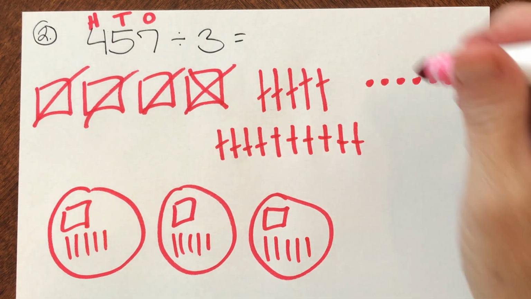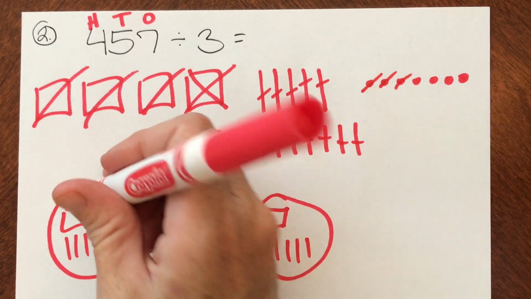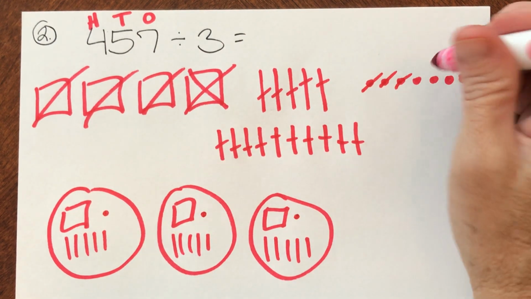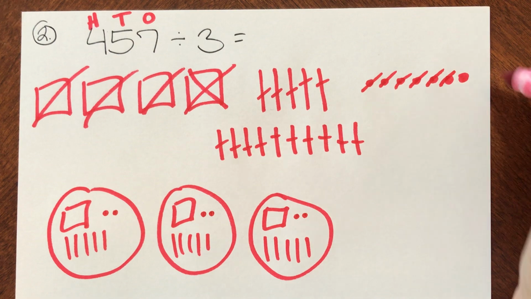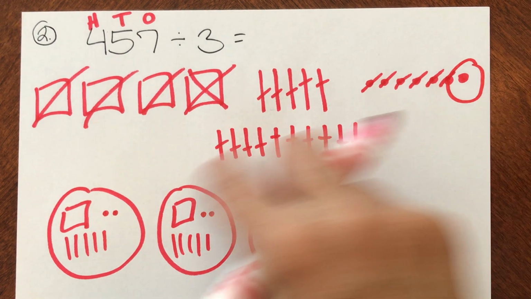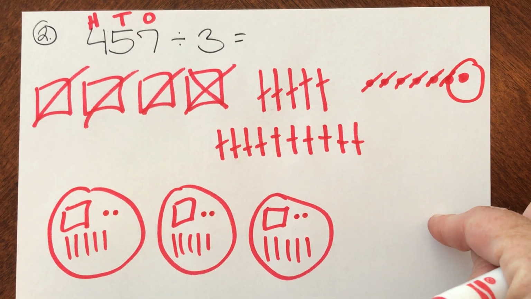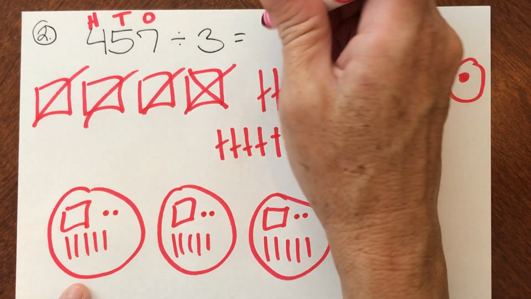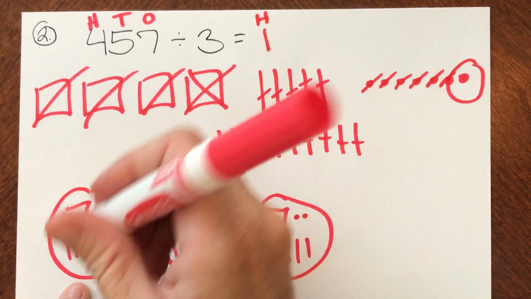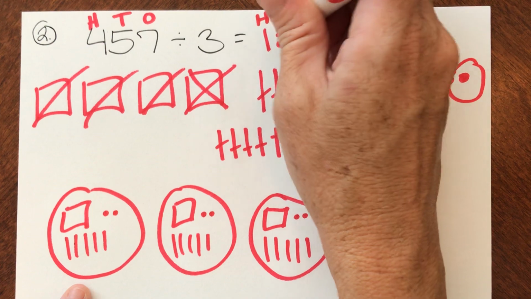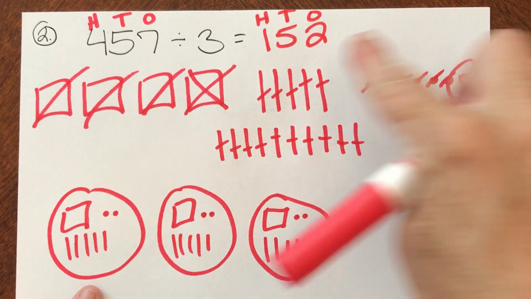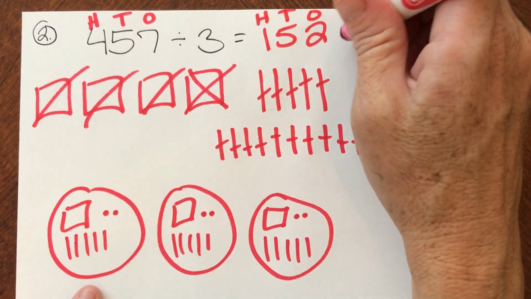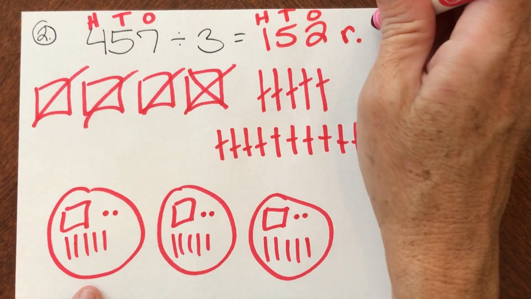So now let's go to our ones. 1, 2, 3. 1, 2, 3. And look, I have 1 left, so I don't have enough to keep going. So each group has 100, 5 tens, and 2 ones. So my quotient is 152, remainder 1.